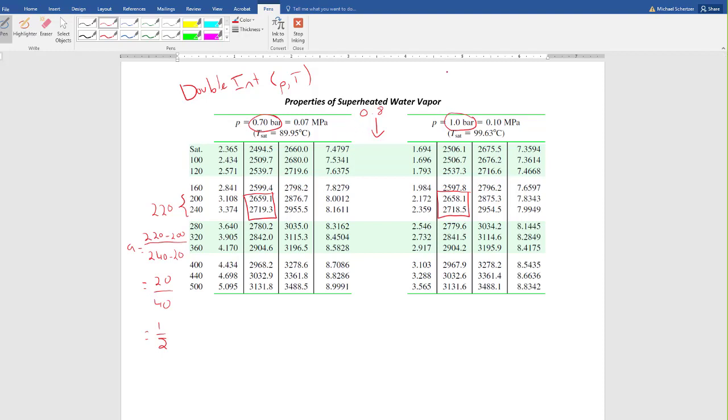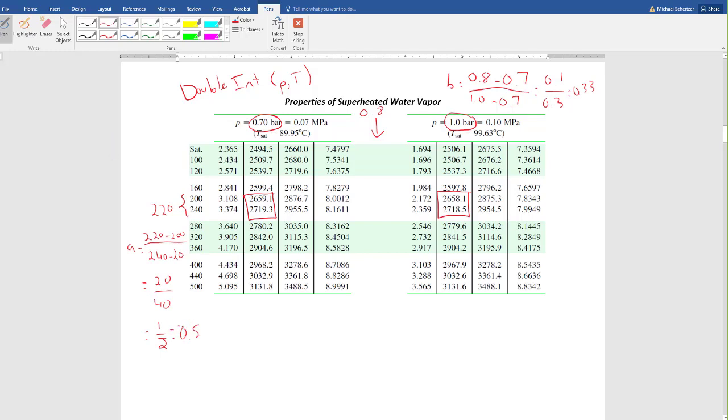Now this one, my interpolation factor B is going to be 0.8 minus 0.7, and we'll divide this by the whole range of 1.0 minus 0.7. So this is going to be 0.1 divided by 0.3, or 0.33. This is 0.5.